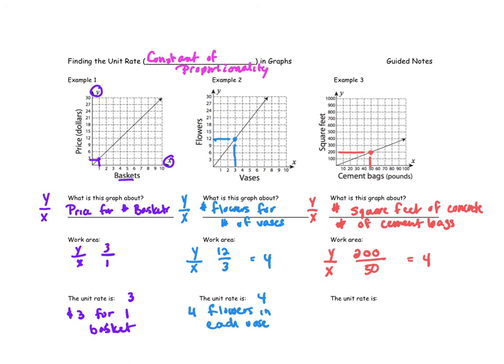So our unit rate, once again, is 4. And that means 4 square feet. Once again, I'm assuming it's concrete, from 1 bag of cement.